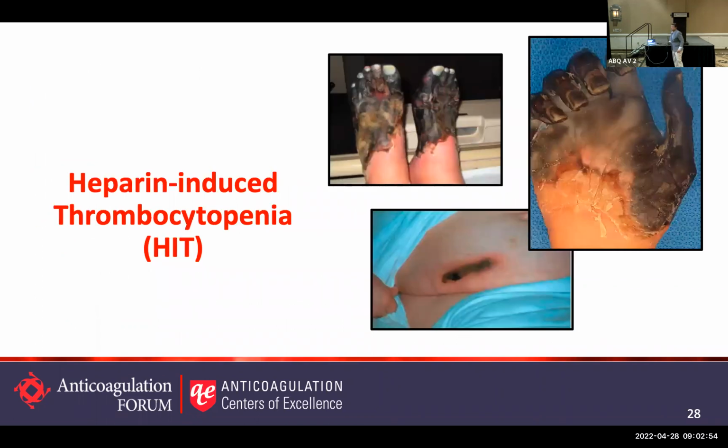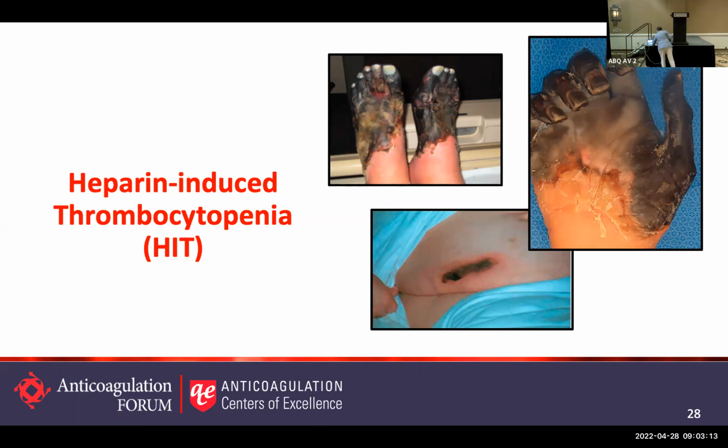All right. We're going to move into heparin-induced thrombocytopenia. Before I move on, let me get a time check because I don't want to be rude. I need to wrap up in about 10 minutes, I think. Does anybody have any burning questions right now? Okay, hopefully we can get to some questions at the end.